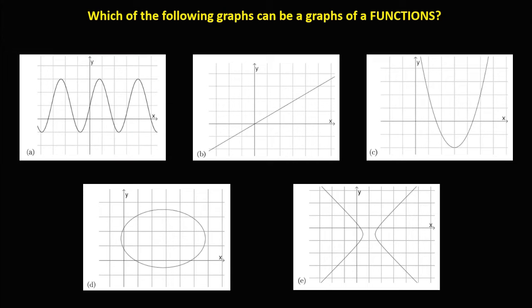So we have these given graphs, and we need to identify which of the following graphs can be graphs of a function. Using the vertical line test, we need to draw a vertical line on a graph. Then if that vertical line hits exactly one point of the graph, that graph is a function. So for A, since the vertical line hits exactly one point of the graph, this graph is a function.